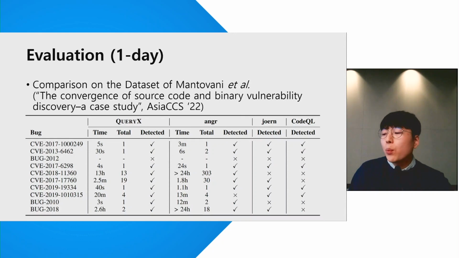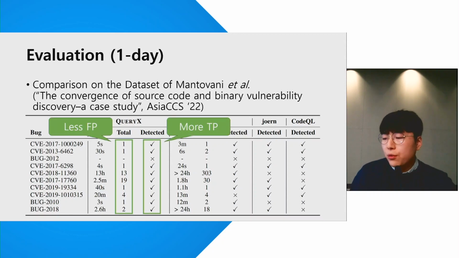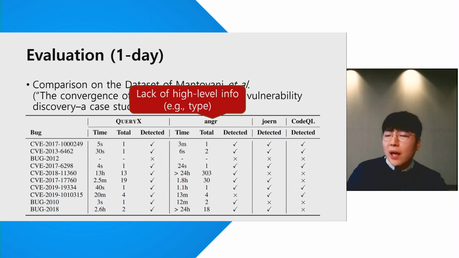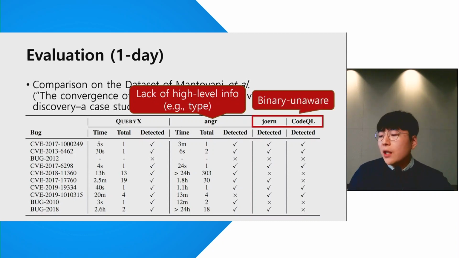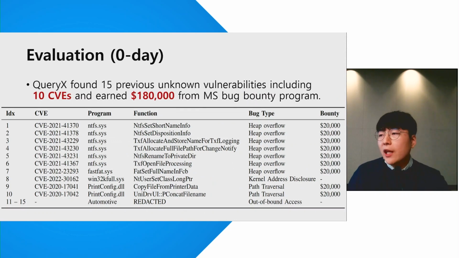And to show that QueryX can support diverse queries and its effectiveness, we evaluated on the dataset of the aforementioned HSHS paper. As a result, QueryX found more true positives while having fewer false positives than others. This is because the angr query does not support decompiled code, so we cannot leverage the high-level information in the decompiled code, like type information, when writing the angr query. This makes us write the analysis rules more broadly, which leads to more false positives. In addition, Joern and CodeQL missed many bugs because they are not binary aware. We also wrote four kinds of queries and applied them to Windows Kernel to find 0-days. As a result, QueryX found 15 new vulnerabilities, including 10 CVEs, and earned $180K as a bug bounty.